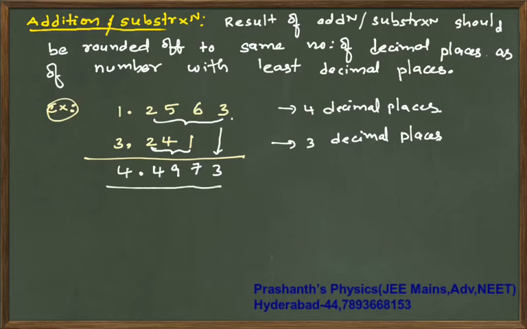Now we have to remove this. So now this digit if I drop, if the digit to be dropped is less than 5, then the preceding digit is unchanged. So first rule 1, if the digit to be dropped is less than 5, the preceding digit is unchanged, so this will become 4.497 is the final answer. Okay, copy it.